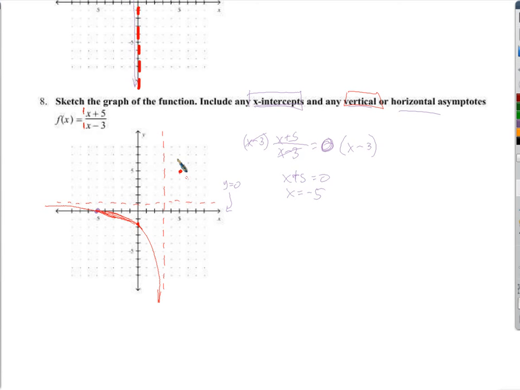And here, I know I'm going to go up as I approach the vertical asymptote because I don't have an x-intercept. It's not going to go down as it approaches the vertical asymptote because there's no x-intercept there. And then I know it comes and approaches this horizontal asymptote.